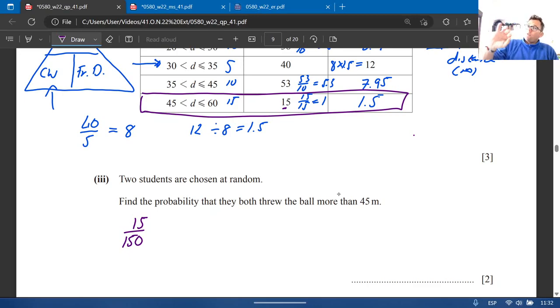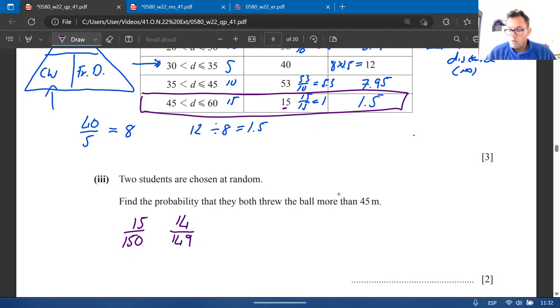Then we pick another student, and the logic describes that we're not going to pick the same student twice. So that means there will only be 14 students left that threw the ball more than 45 meters, and there'll be only 149 students left to choose from.